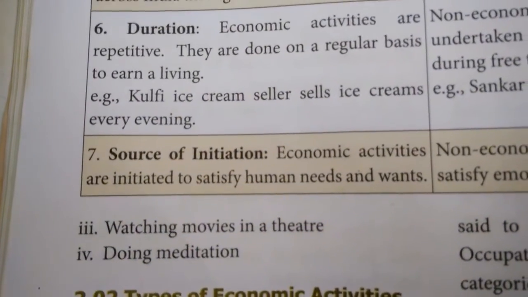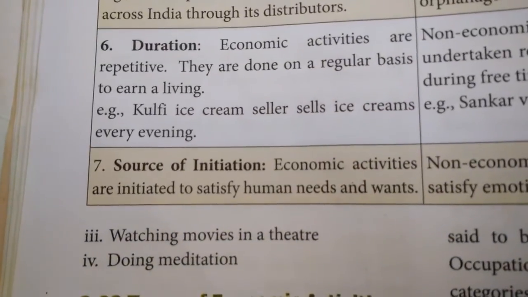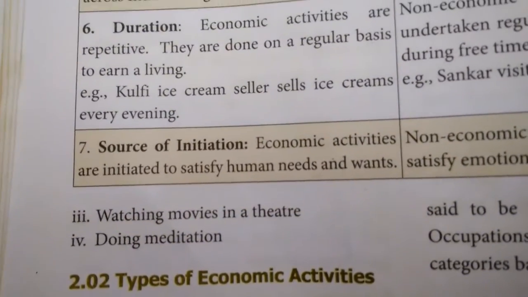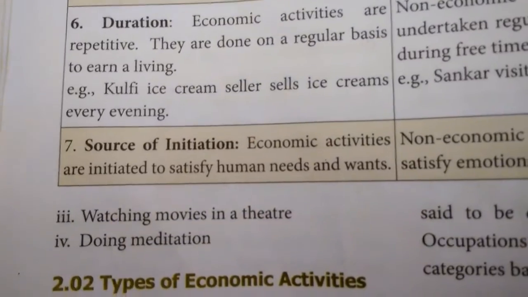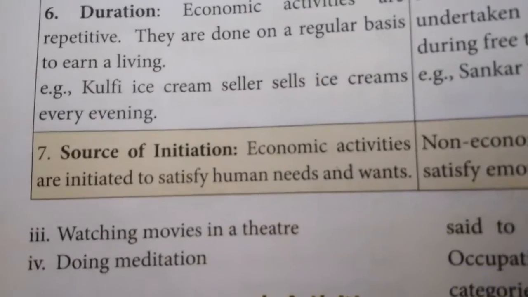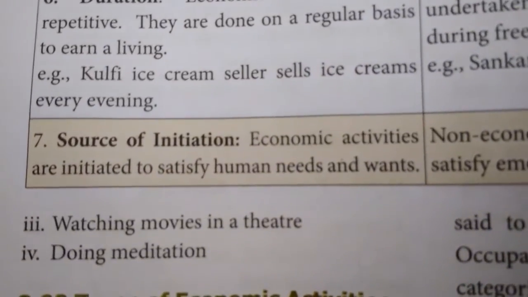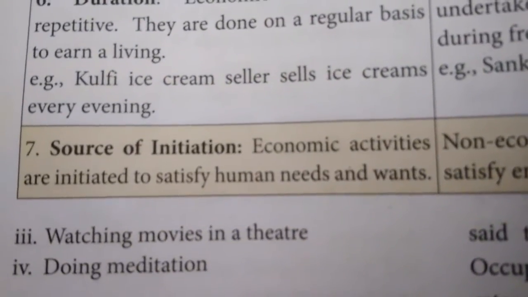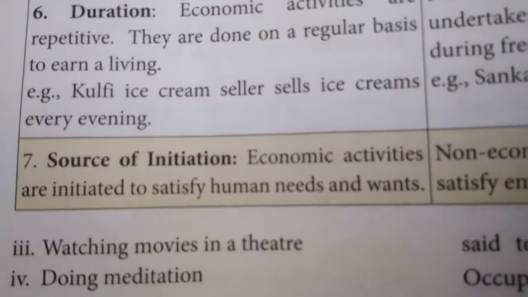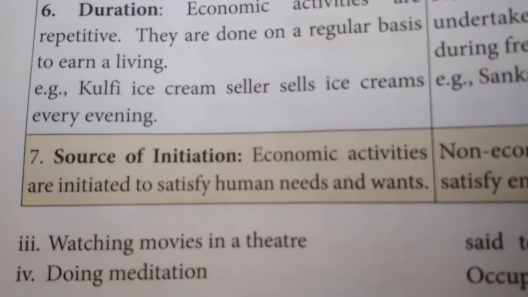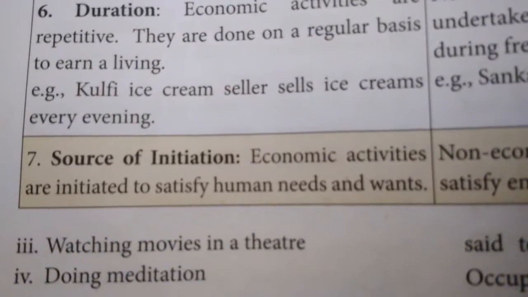Students, next, the source of initiation. The source of initiation means the beginning stage. The source of initiation in economic activities is to satisfy human needs and wants. As we have already studied, human wants are the basis of all economic activity. So the source of initiation for economic activities comes from satisfying human needs and wants. All economic activities are arranged on the basis of human wants.